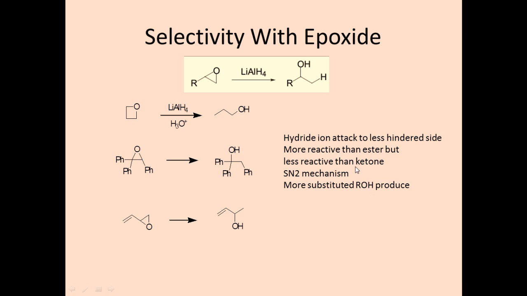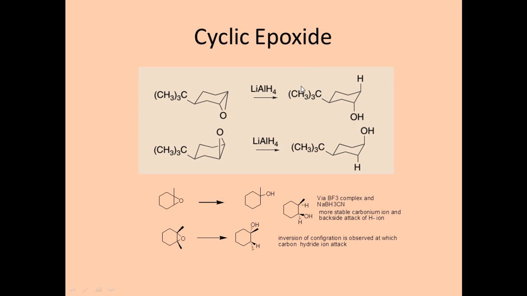Obviously this is less reactive than ketones. Remember this table: epoxide is below the ketones. So these are the same examples. This cyclic epoxide simply gives the axial alcohol. Now the important parameter to consider is this less hindered site. The hydride attacks here, and the OH is produced here.